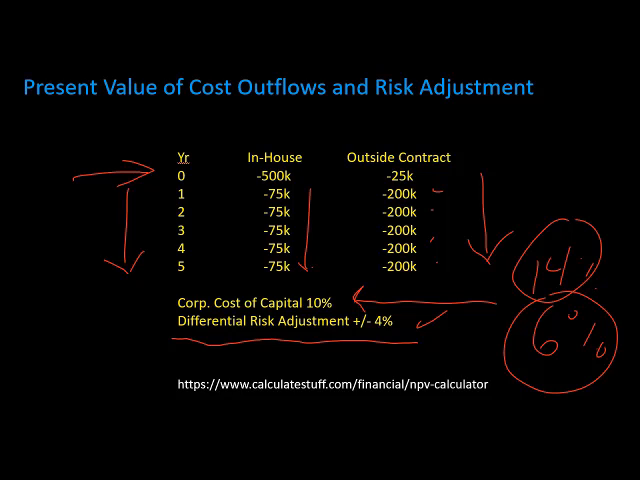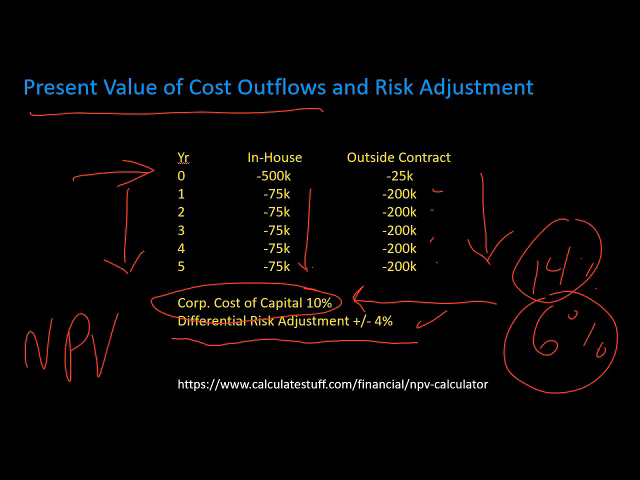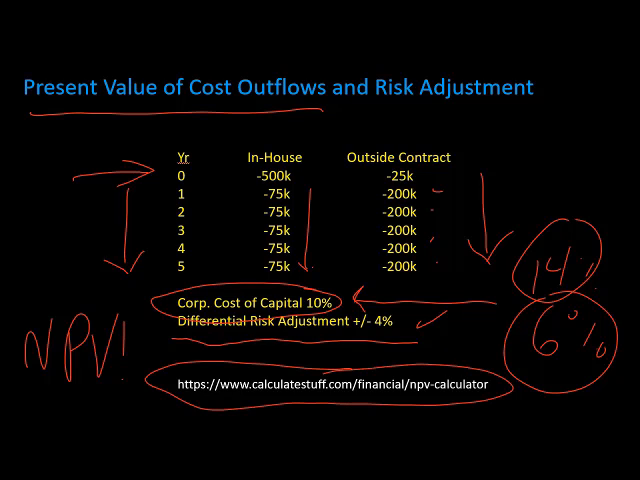Let's just say everything's cool and we're good with the 10%. Let's find out which project we should do. And how are we going to do that? Well, the key is present value of costs. Net present value. That's all we're doing. It's as simple as that. So we're going to bring in our net present value calculator, which we used before in previous lectures.